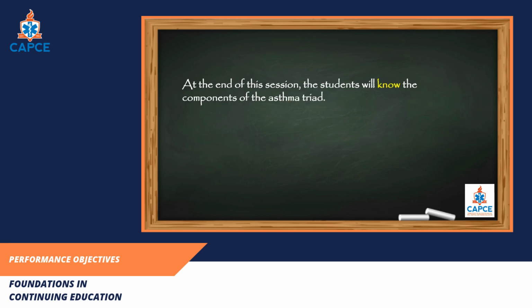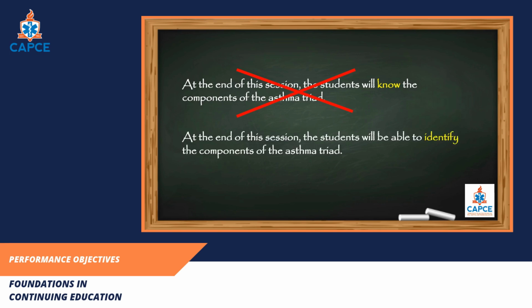At the end of this session, the students will know the components of the asthma triad. The problem is, how will you measure what they know? Instead, at the end of this session, the student will be able to identify the components of the asthma triad. That is measurable.